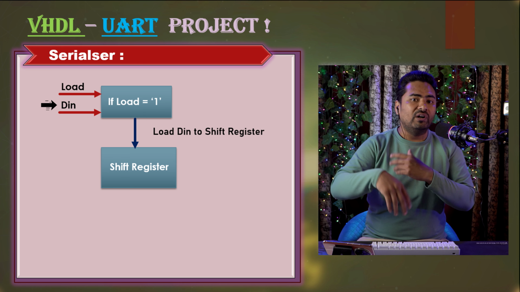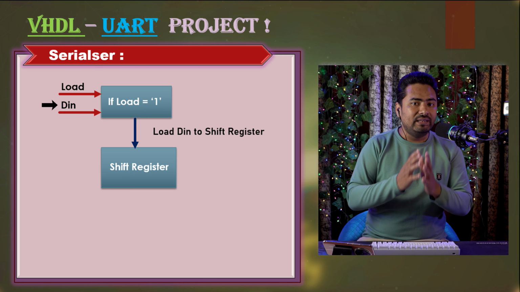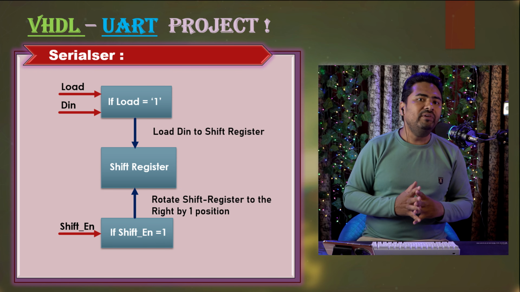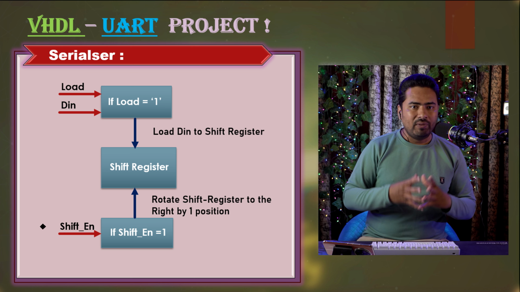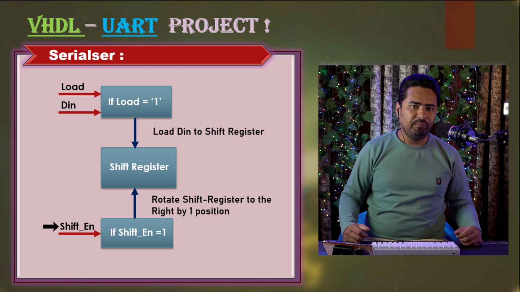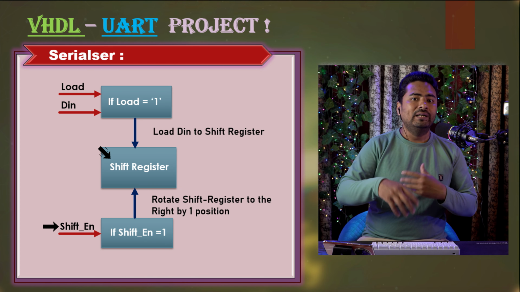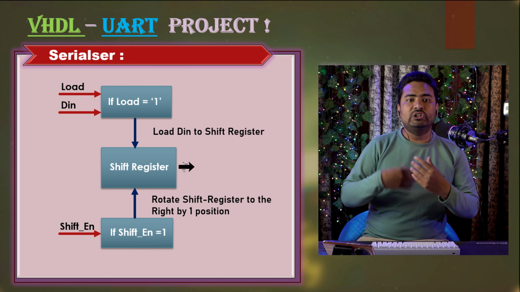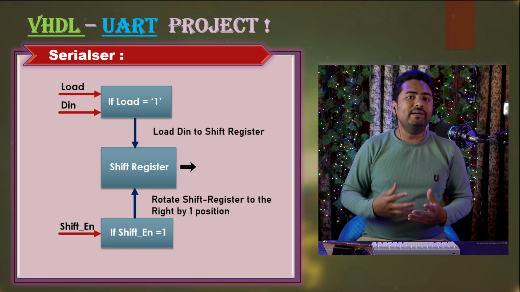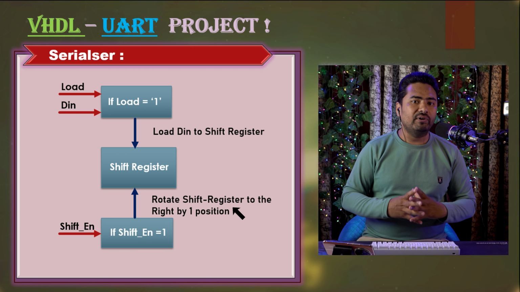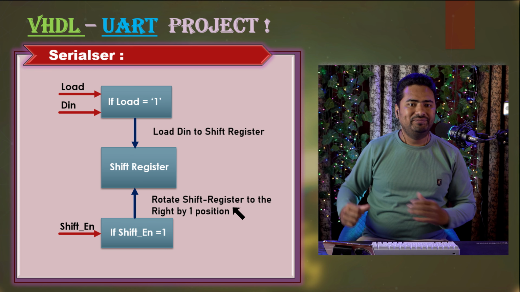And now we have to convert this data into a stream of serial data. To achieve this, we have to shift our captured data one by one. For that, we will use another input, and that is the shift enable pin. When this shift enable pulse is given to our shift register, the shift register will shift and rotate its data by one position. And we have to rotate our data to the right.